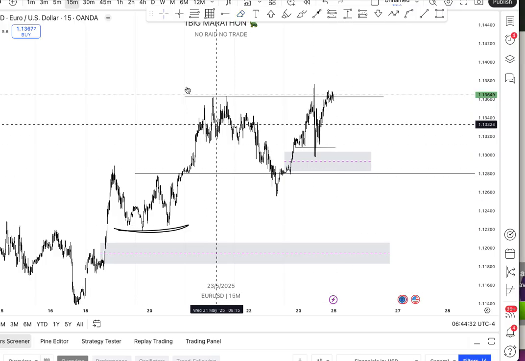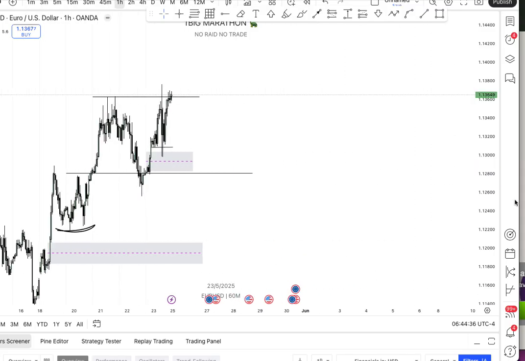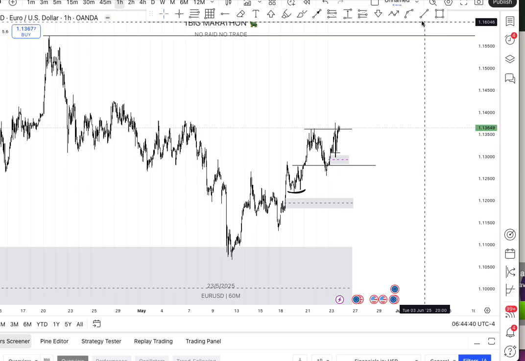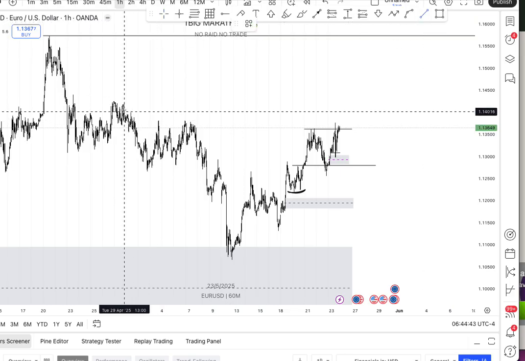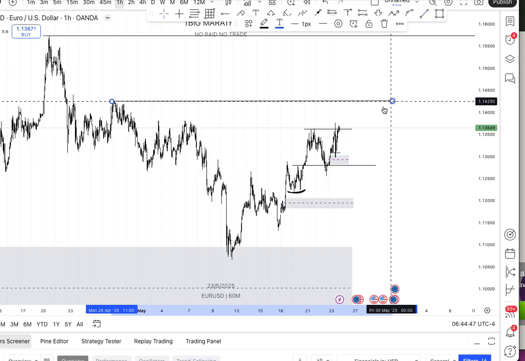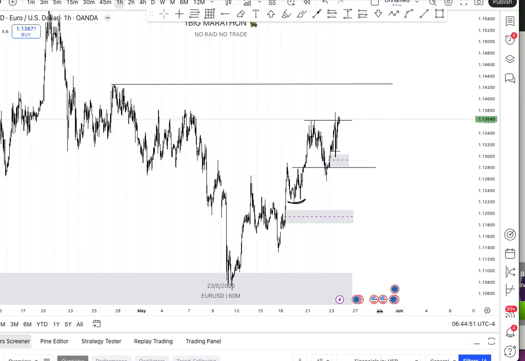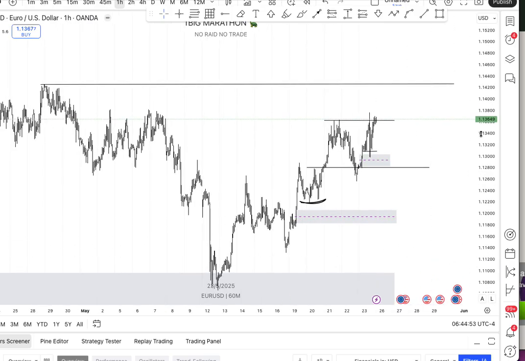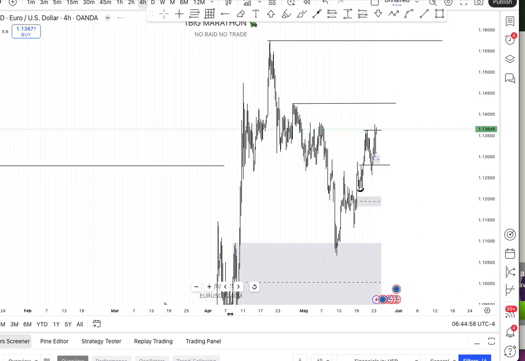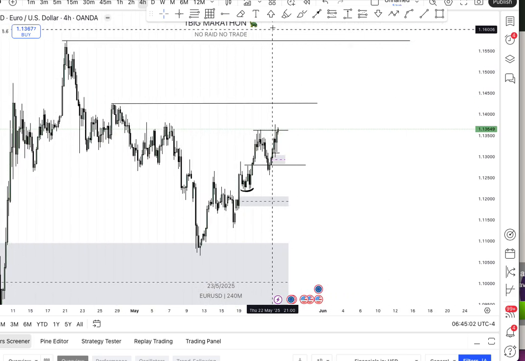So with Euro USD, our next possible draw on liquidity could be this area right up here. And to make it more interesting, that is where we think price is going to next. Because when you look at it from the 4 hours, you will see that we had a sell to buy model.